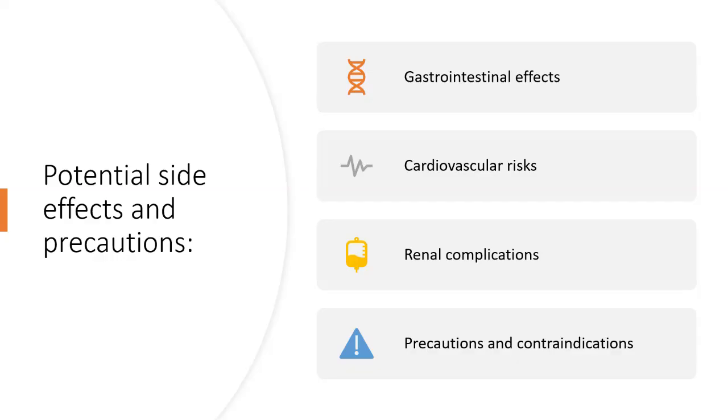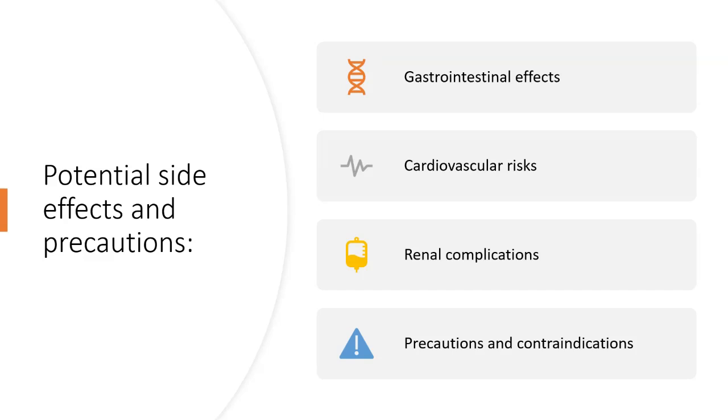As with any medication, it's important to be aware of the potential side effects and precautions associated with NSAIDs. Firstly, NSAIDs can have gastrointestinal effects, ranging from mild discomfort to more serious issues such as ulcers or gastrointestinal bleeding. Secondly, there are cardiovascular risks associated with NSAID use, including an increased chance of heart attack or stroke, particularly with long-term or high-dose usage. Additionally, NSAIDs can lead to renal complications, potentially causing kidney damage or worsening pre-existing kidney conditions.